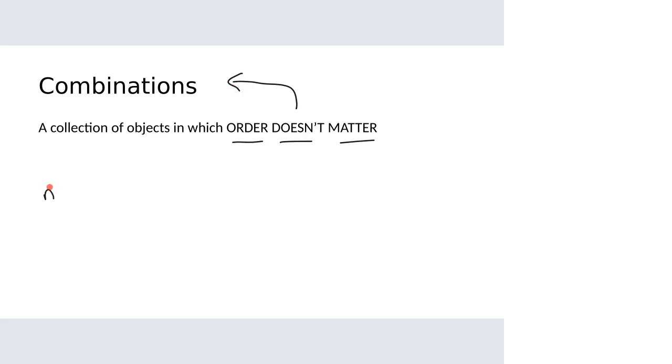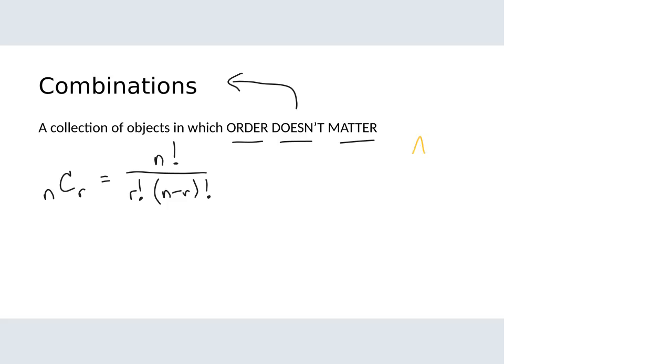A combination has a formula that is n factorial over r factorial times (n minus r) factorial. So it's almost the same as the formula for a permutation. The only thing that's different here is this r factorial out front. What that does is prevent us from counting things twice.